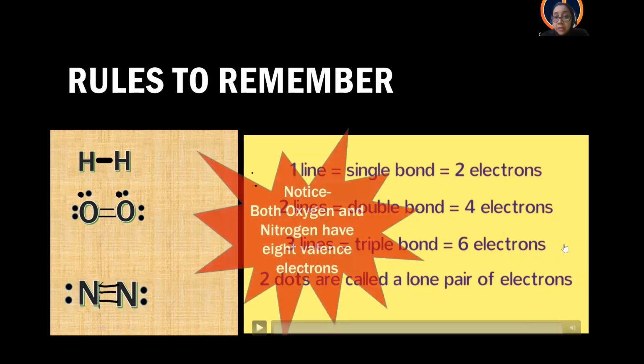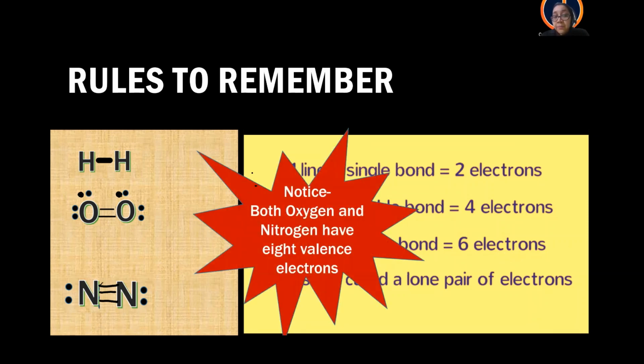Okay, so most importantly, if you can notice here, all the atoms, that is oxygen and nitrogen, satisfy the octet of 8 valence electrons in their outermost shell, while hydrogen satisfies only its duet because it has only 2 electrons in its outermost shell.